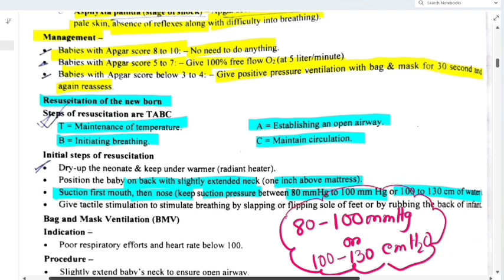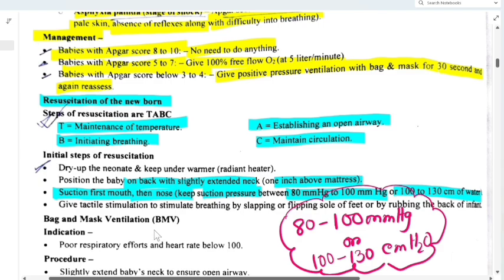Now give tactile stimulation to stimulate breathing by slapping or flipping the sole of the feet or by rubbing the back of the infant. So what we are doing is giving tactile stimulation to the baby, by slapping or flipping the sole of the feet, or by rubbing the back of the infant.